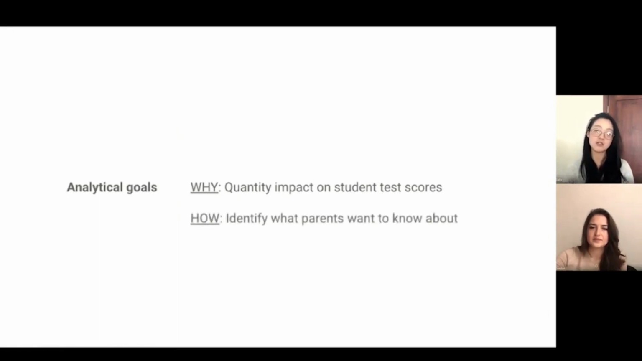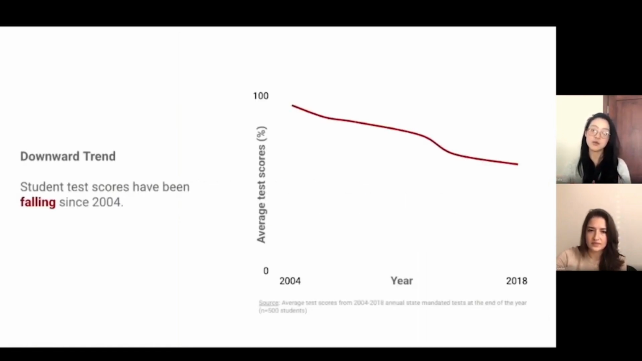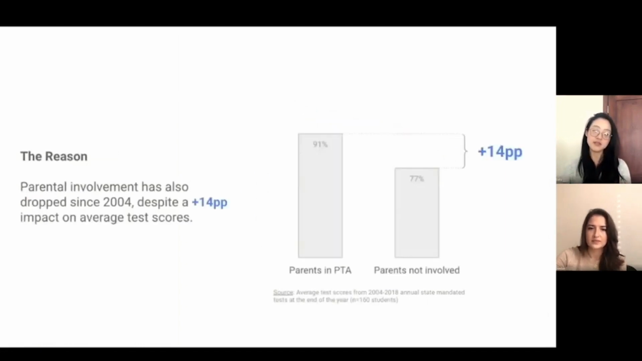And then we looked into the how. So once we decided we're going to create the app, what are parents interested in? What do they want to learn more about? So if we dig into the why first, this is what we found. We found that there was a downward trend where students' test scores have been falling since 2004, and that's a problem. And the reason is because parental involvement also dropped since 2004. Despite there being a 14 percentage point increase if there are parents involved versus when parents are not involved.